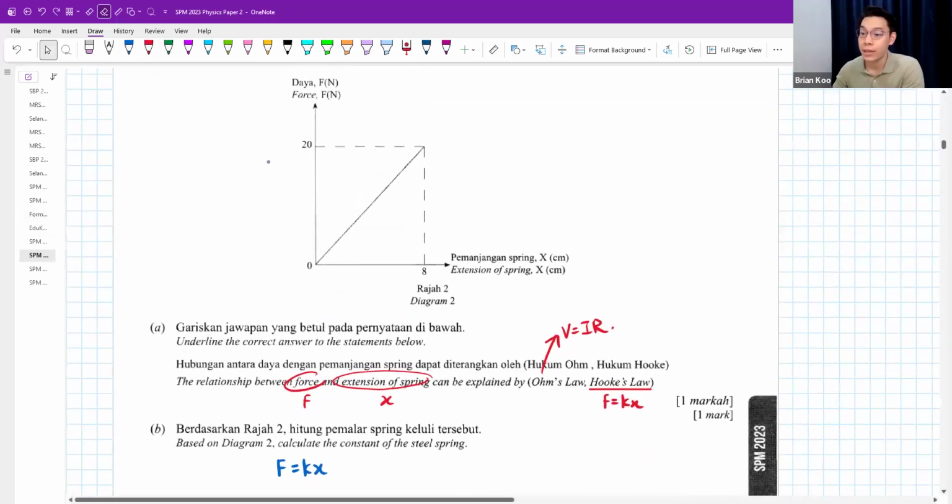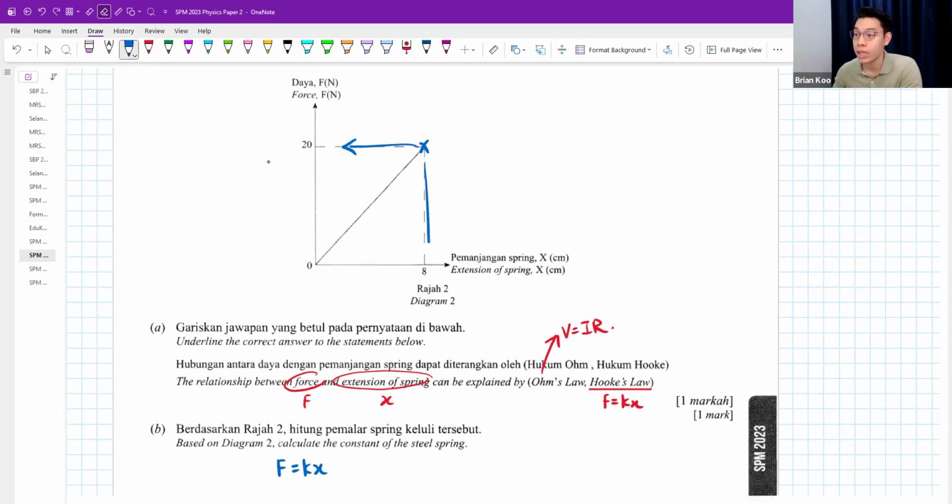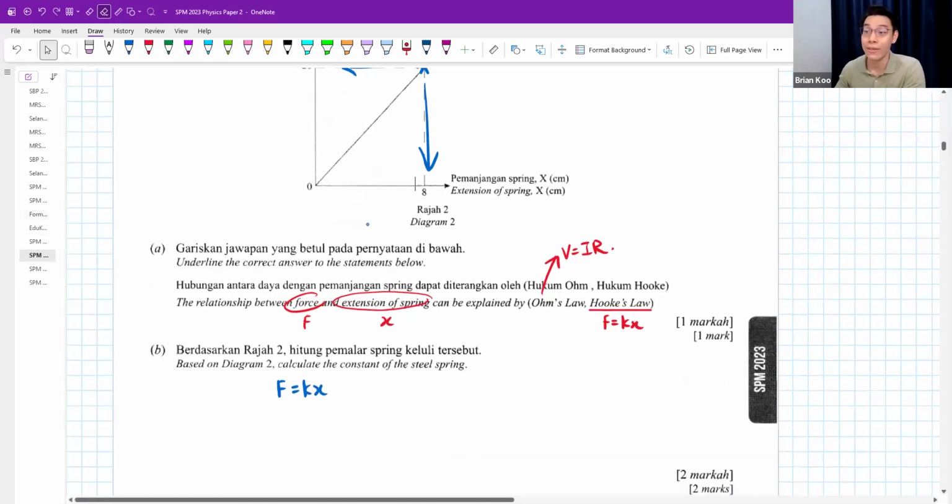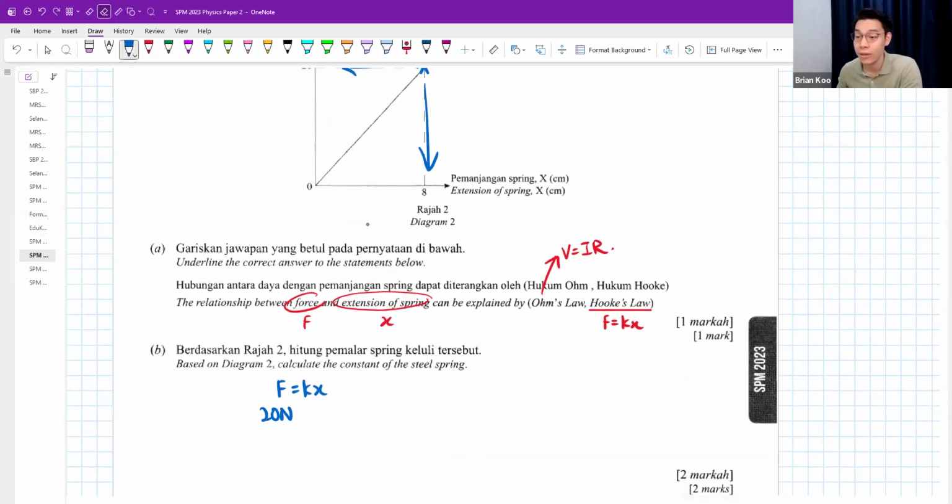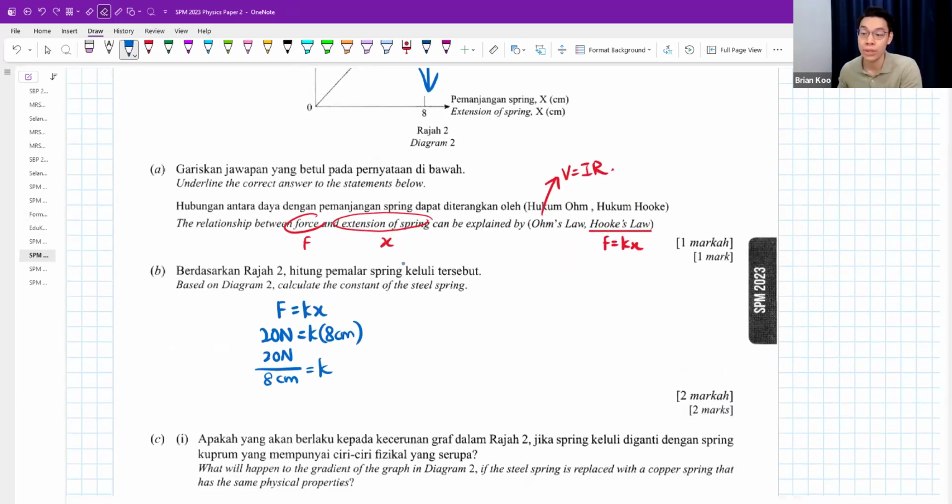Okay, so we have the force, which is 20 Newton here, and extension is 8 cm. You want to be very careful with the units. Maybe in the working, I write the units. Because at the end, it will not be Newton per meter. Normally we want SI unit, but it would be Newton per cm. So this is why I get 2.5 Newton per cm.